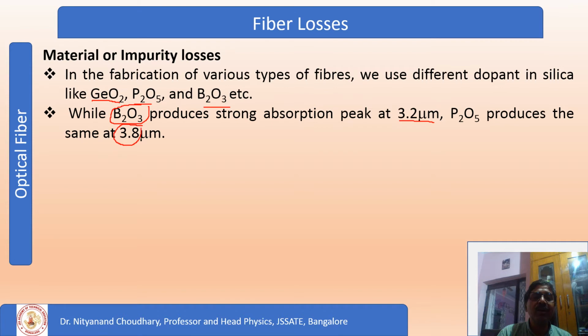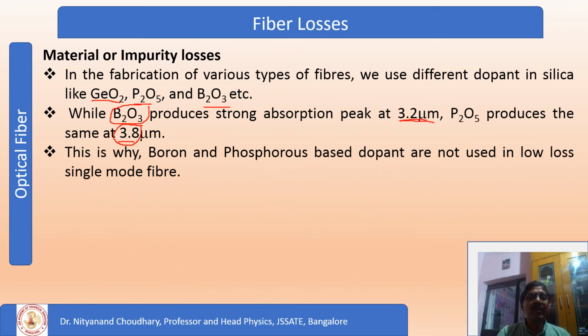So if you use 3.2 micrometer and 3.8 micrometer, what will happen? Your absorption is going to increase, and since the absorption increases, of course the loss is going to increase. This is why boron and phosphorus based dopants are not used in low loss single mode fiber.